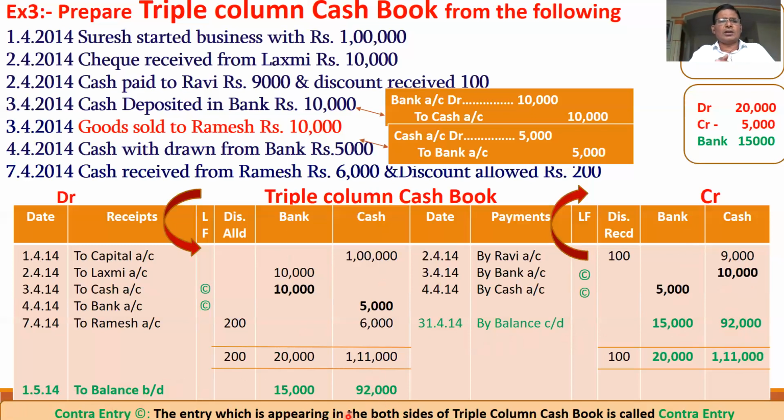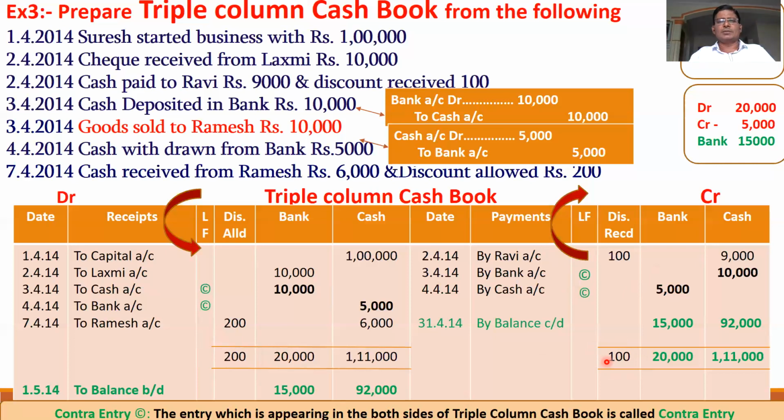Regarding the discount allowed account, 200 is totaled, and this is transferred to the debit side of the discount allowed account. Discount received account totals 100 rupees. This is transferred to the credit side of the discount received account. This is about the triple column cash book.